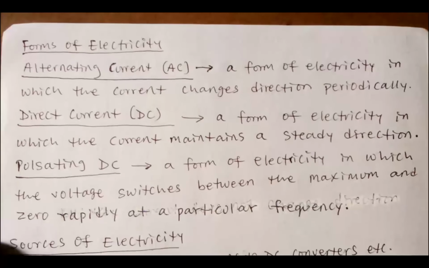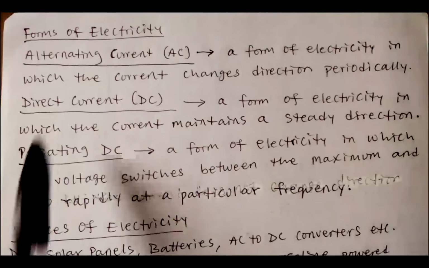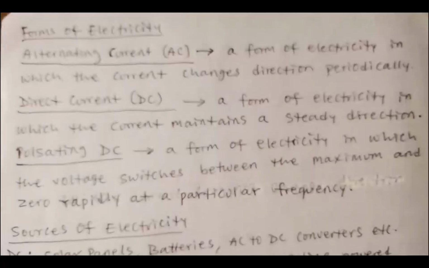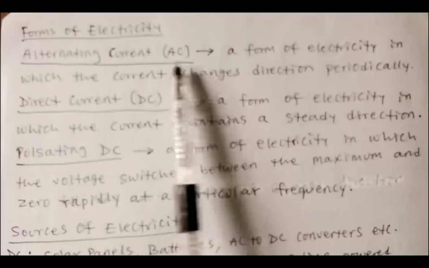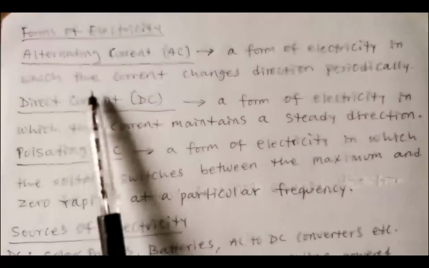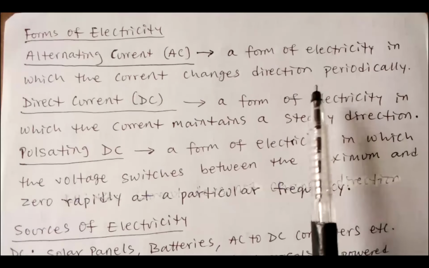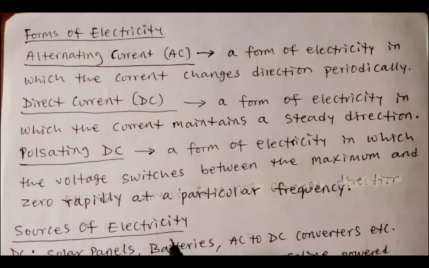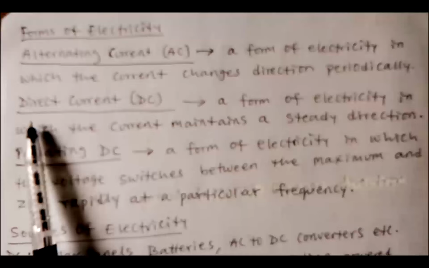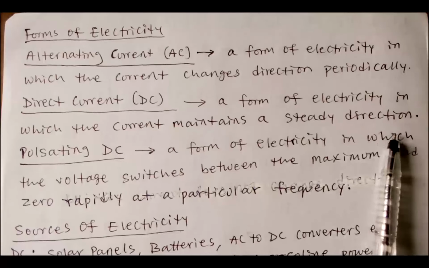So let's talk about forms of electricity. What are the forms of electricity? We have alternating current, AC. So what is alternating current? Alternating current is a form of electricity in which the current changes direction periodically. You understand? The voltage changes direction. Then what about DC, direct current? This is a form of electricity in which the current maintains a steady direction.